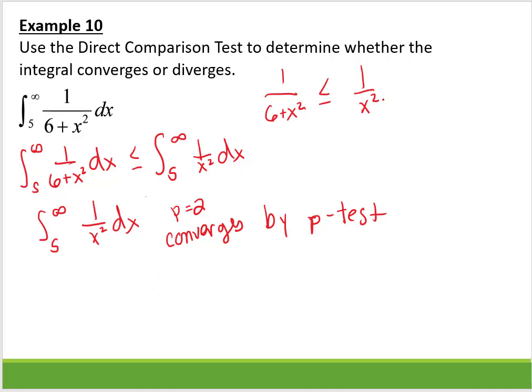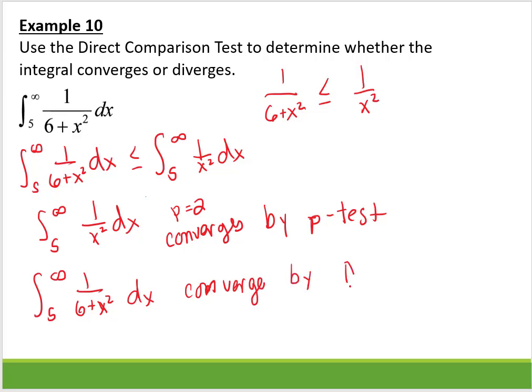When I graph this function, it is above this function. So that's going to force this function, the area of this, to also converge by my direct comparison test.